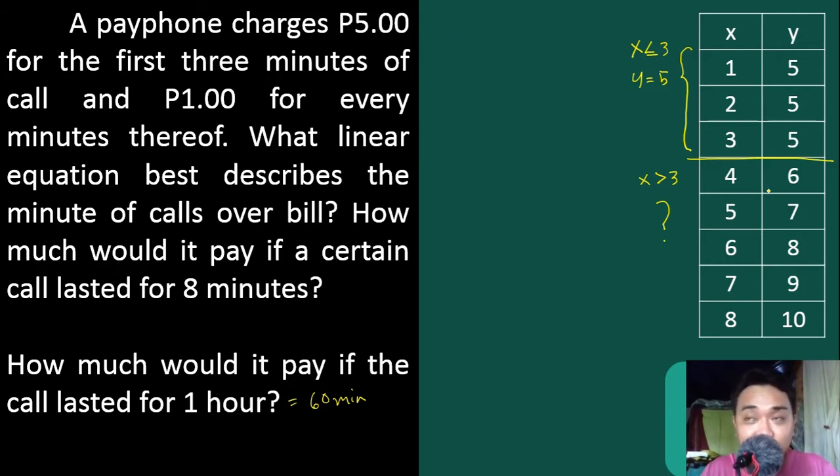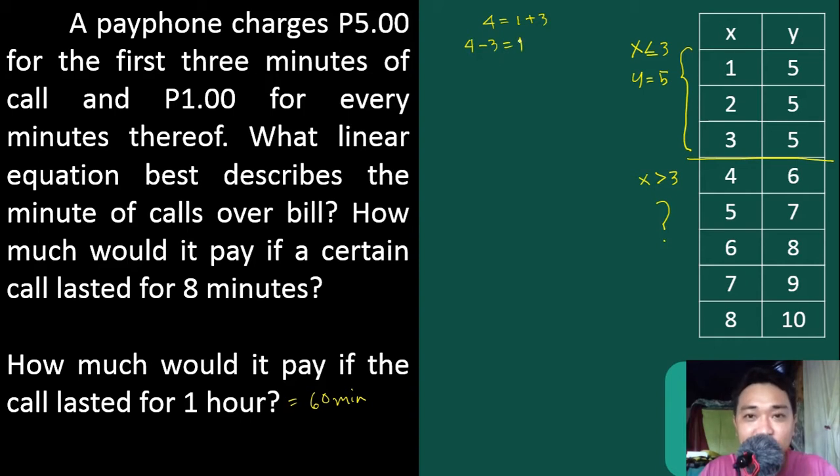If you could still recall, kinakaltasan lang natin to ng 3, di ba? Kung halimbawa 4 minutes, kinakaltasan lang natin yan ng 3 minutes, so that is 1 plus 3. And if we are going to transpose 3 to the other side, that is 4 minus 3 is equals to 1. Ito yung babayaran natin for 5 pesos. Ayan po.